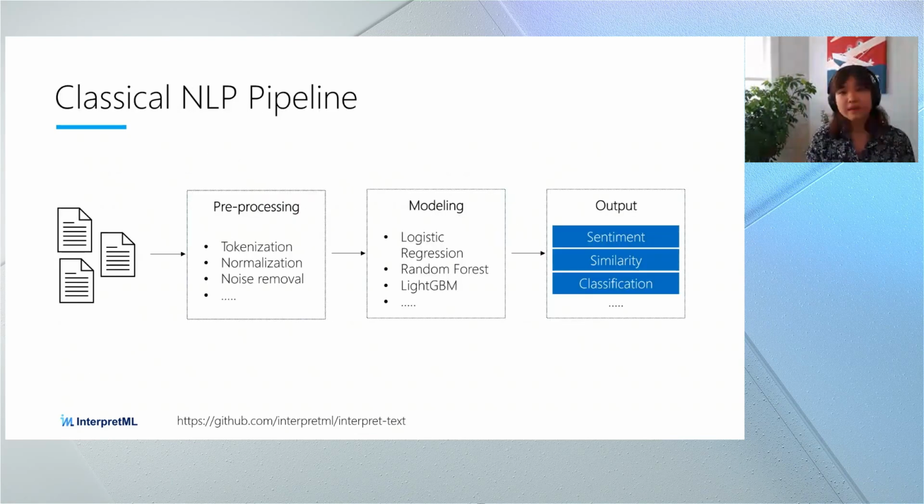So let's take a step back. Generally speaking, there's two broad classes of NLP approaches. There's classical ML techniques and deep learning. In classical techniques, the first step is pre-processing. As you can see in the first box, it involves steps such as tokenization, normalization, noise removal. Then that processed data is fed into the model. We support models such as linear regression, LightGBM, or random forest. The output depends on the scenario you're modeling for. In our case, text classification.